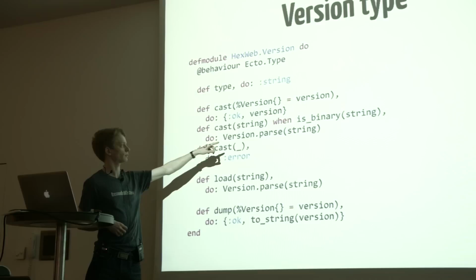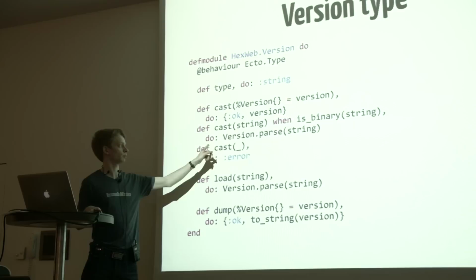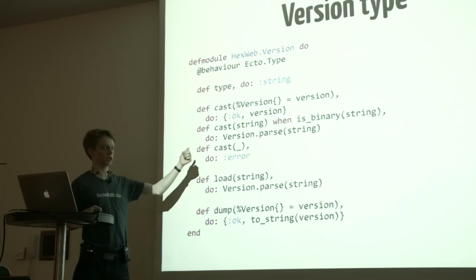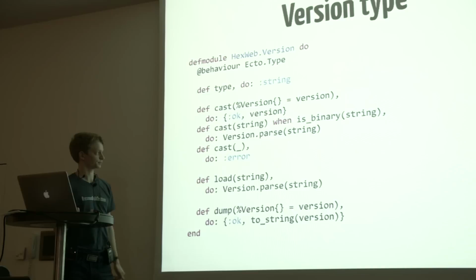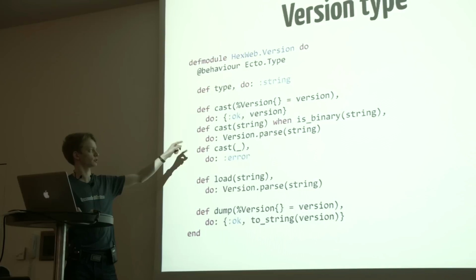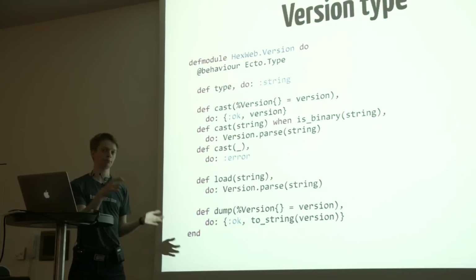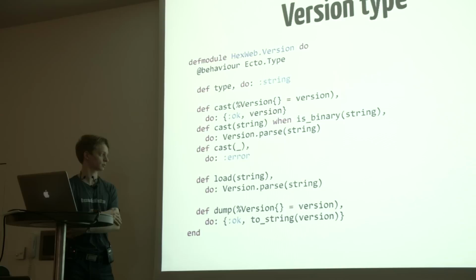And if it's a string, like from a web request, we can parse that. If there's a parse error, it will return error. If the parsing was successful, it will return an OK tuple, where the first argument is the OK atom, the second argument is the version struct. And if it doesn't match either the version struct or a string, we'll automatically treat that as an error because we don't know what to do with it. And that will be marked as an error on the change set. The change set would be marked as invalid, and we would send a validation failure as the response to the web request.